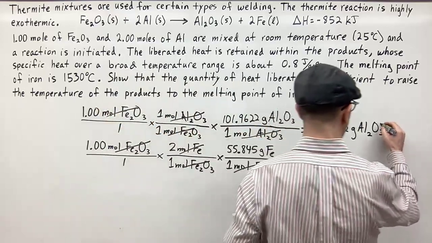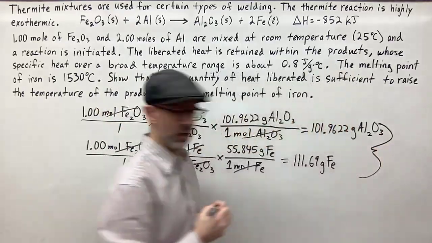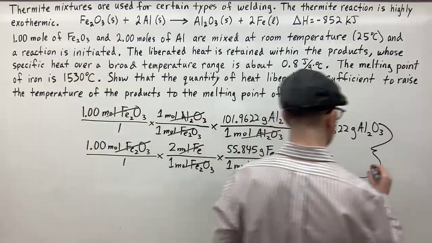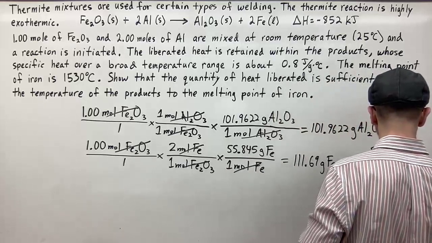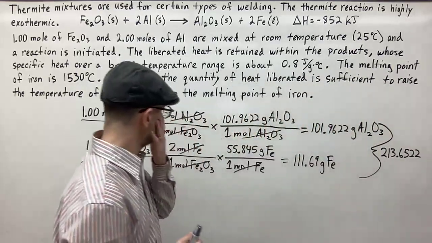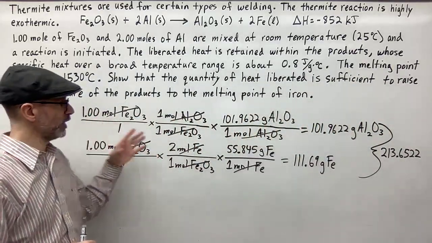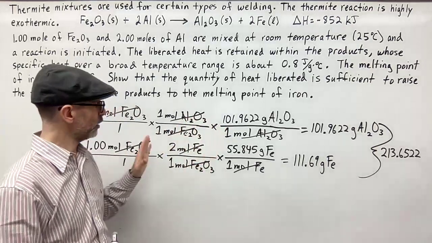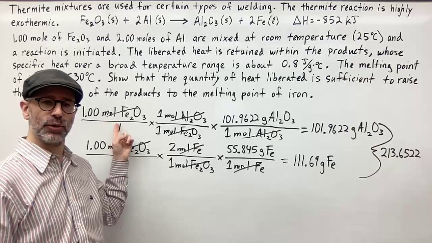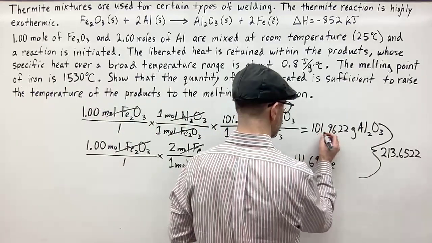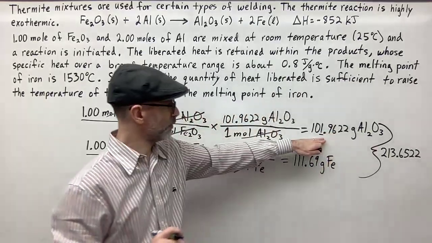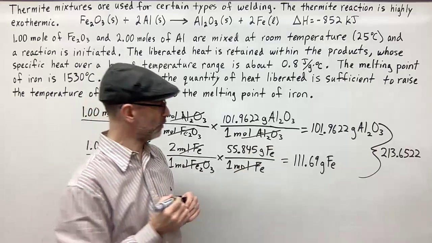And so these 2 together added up is going to give us the total mass of our products. So adding these up together, we get 213.6522. Now, as far as sig figs go, here we have 3 sig figs. So when you multiply and divide, your final answer should have the same number of sig figs as the least number. So the least number is 3 here. So that means 1, 2, 3. So we're going to underline the 1 here. So that tells us that's our last sig fig. But we're going to keep the rest just to avoid rounding errors.